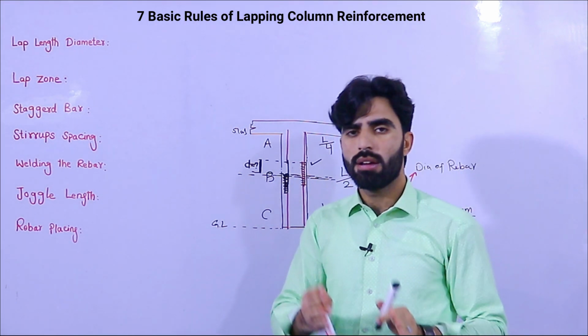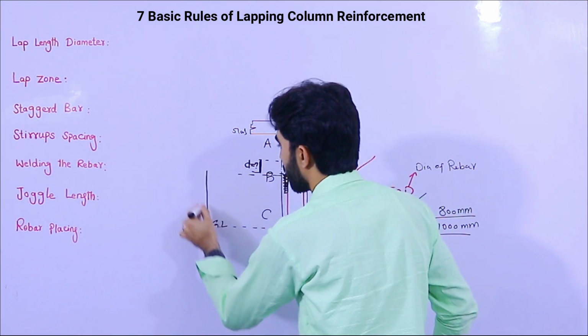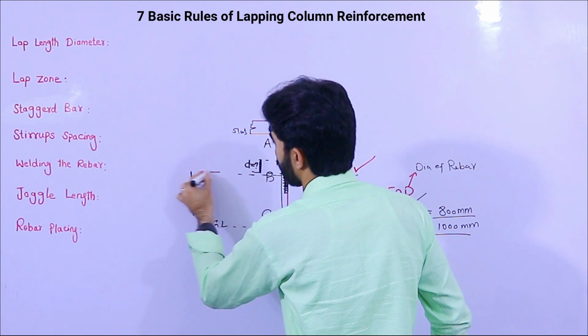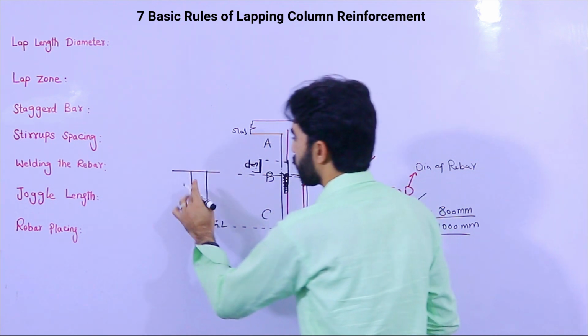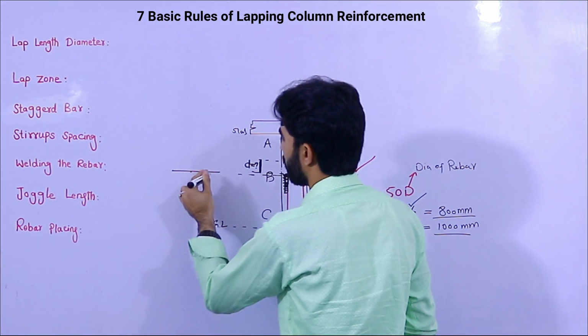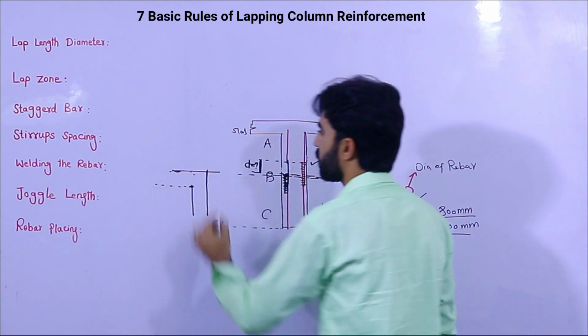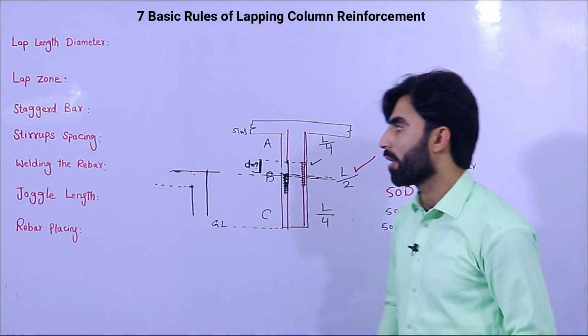It means the lapping length should not be provided at the same point. For example, this is one steel rod, this is the other steel rod, so this should not be equal, but it should be like this. One steel bar should be up, the other one should be down, then you can see clearly. So this is the correct way for staggered bar.